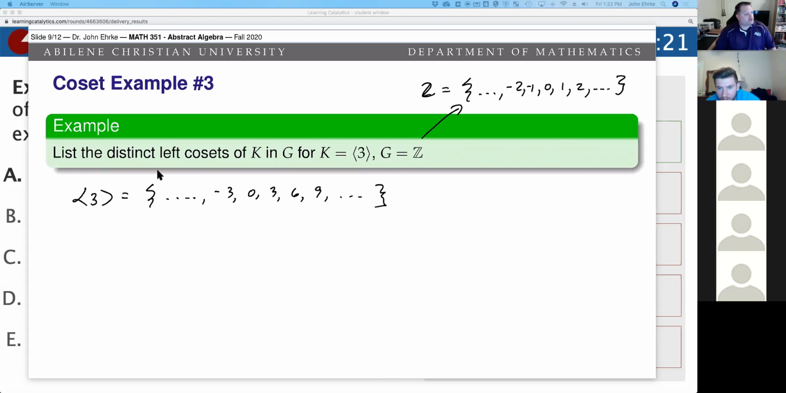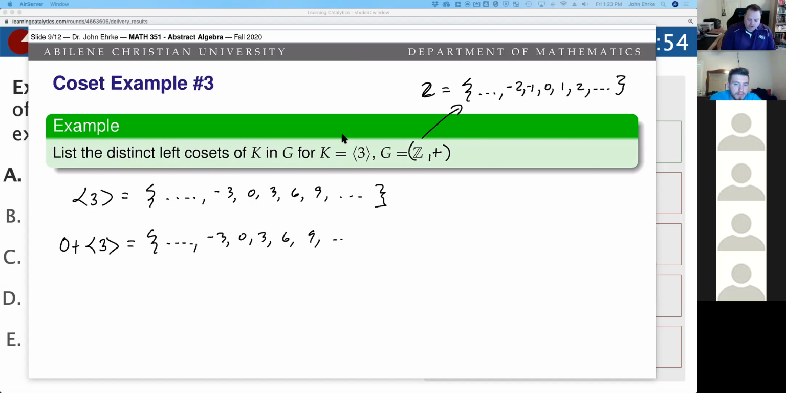So I'm looking for all distinct left cosets. So what I'm going to do is pick an element from Z. There are infinitely many of them, but I'm going to pick an element from Z and I'm going to add it, since this is an additive group. I'm going to add my representative to every element in this subgroup. So I'm going to start with the most obvious one. Let's start with 0. If I add 0 to the left, well, I just get everything back, right?